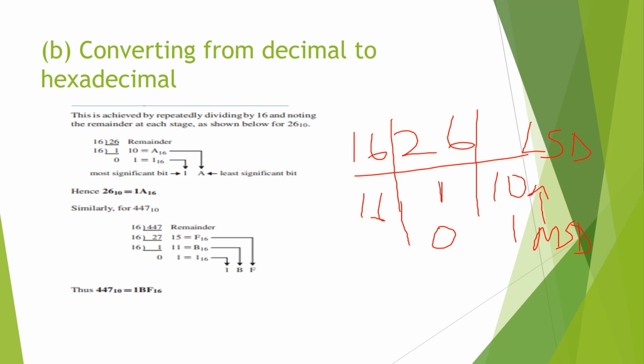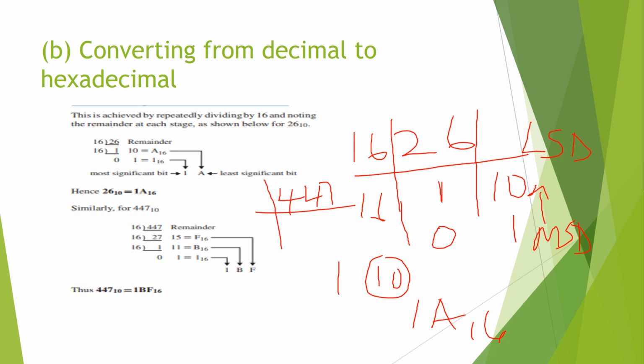So if I was to reckon, this one will be 1 and 10, and remember this 10 is more than 9, so I'll use the equivalent letter. So I'll have 1, and 10 is equivalent to A, base of 16. The same case we can have another which we had here, which was 447. We can also divide it by 16. If you divide 447 by 16, you get a 27 remainder 15.